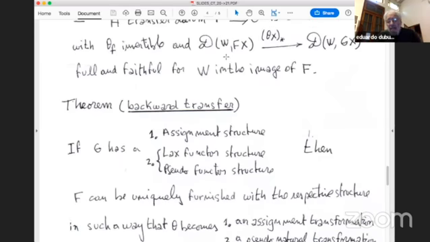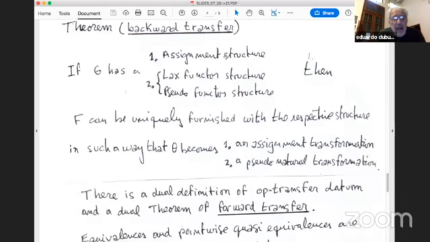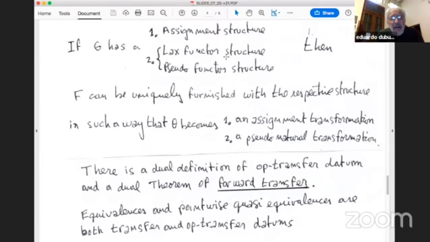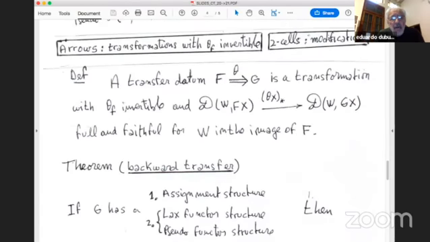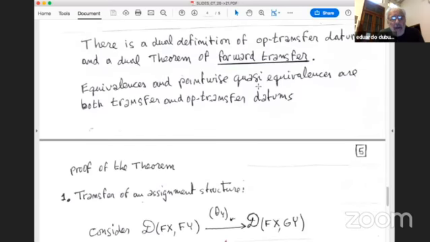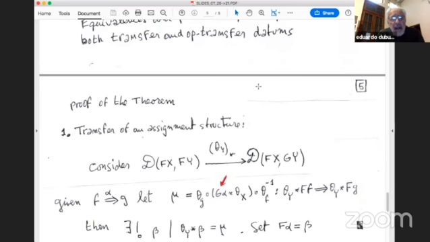Remember, in the cofibrant replacement, we are transferring back the pseudo functor structure of the identity functor into the cofibrant replacement. Now, we have a dual definition of up transfer datum and a dual theorem of forward transfer, in which we transfer the structures from F to G. So we have these two theorems, or one theorem as it is dual, which are equivalent.